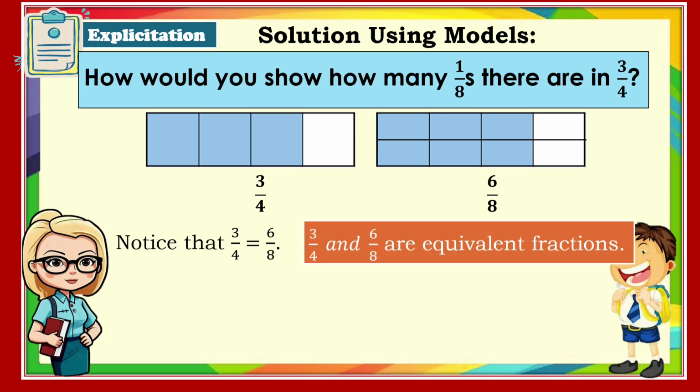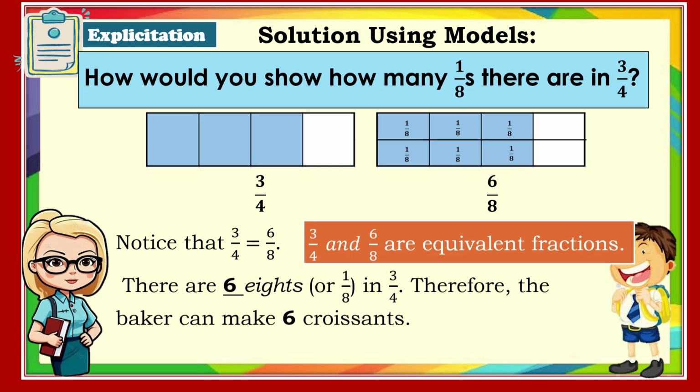If we count 1/8, how many 1/8 are there in 6/8? There are 6. So there are 6 one-eighths in 3/4. Therefore, the baker can make how many croissants? Yes, 6 croissants. So 3/4 divided by 1/8 equals 6.